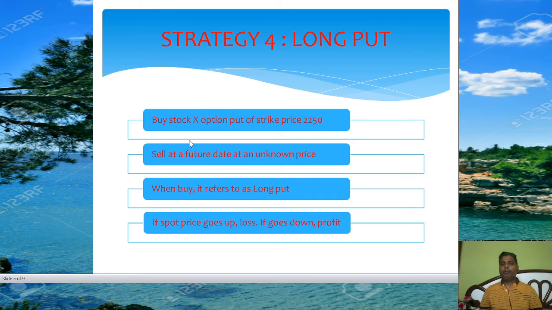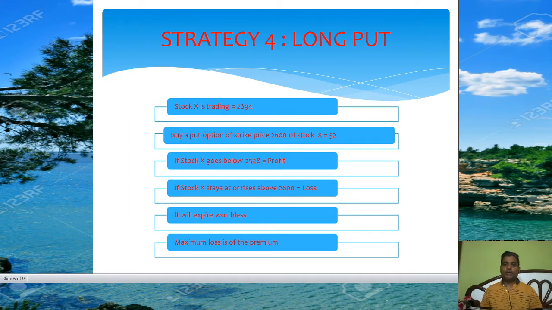Now consider that we buy the put option of a stock X of a strike price 2250. Whenever we buy the put option, we are likely to sell it at a future date at an unknown price. So when we buy the put option, it is referred to as long put. If the spot price of stock X goes above 2250, the buyer will make a loss, whereas if the spot price of stock X remains below the strike price, the buyer will make a profit.